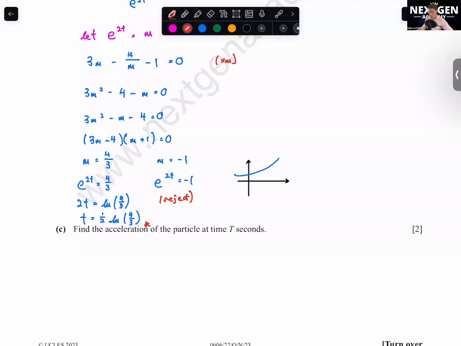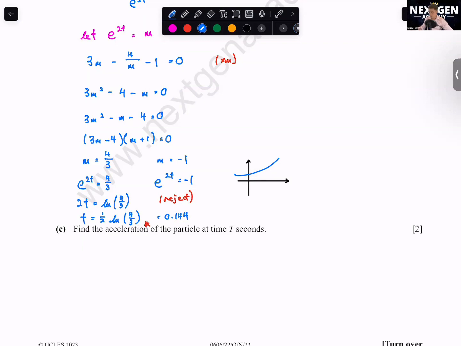Last one. Question C. Find the acceleration of the particle at time t seconds. What is this t seconds? If you leave it as ln 4 over 3 over 2, same thing. You convert it to decimal, also can. Decimal will be 0.144. If you write it in this decimal, 0.144, it needs to be 3 significant figures, cannot be 2 significant figures. They will minus your mark.